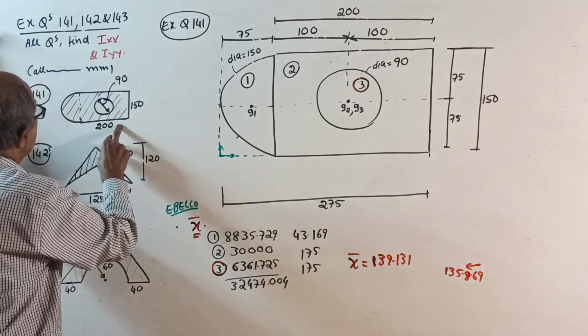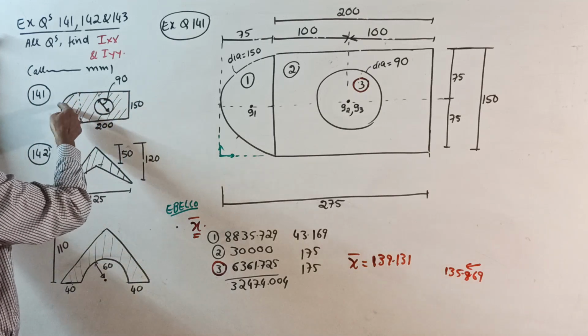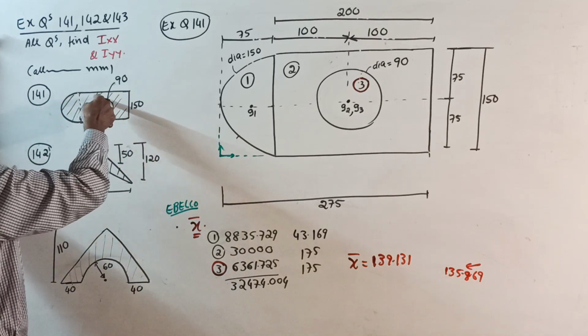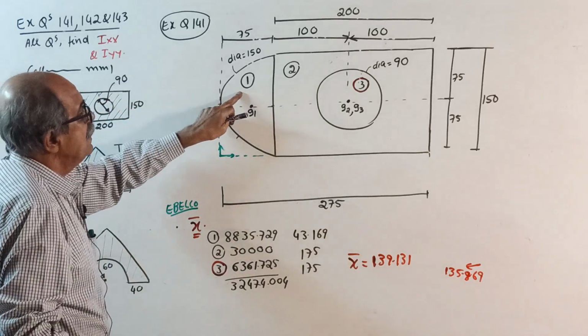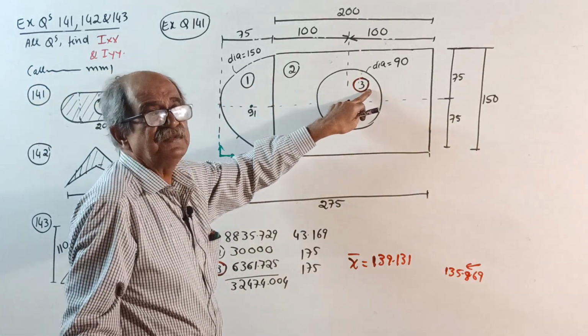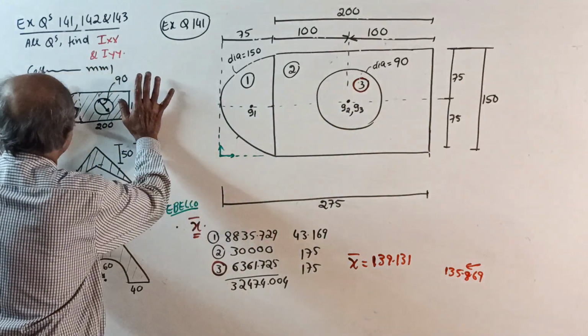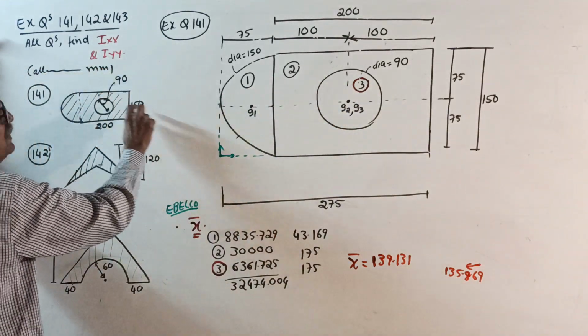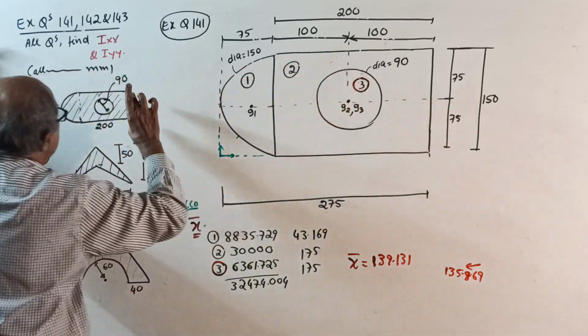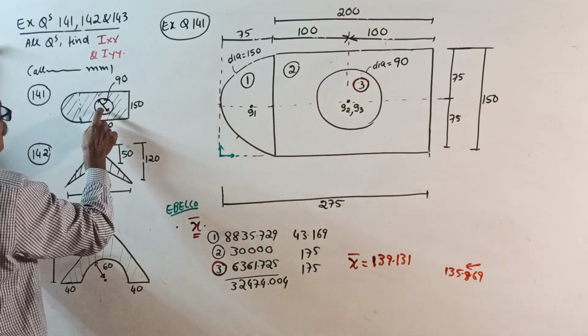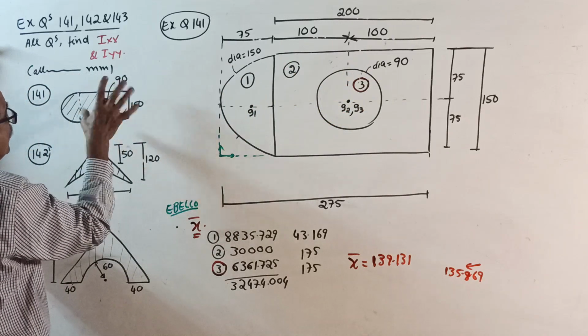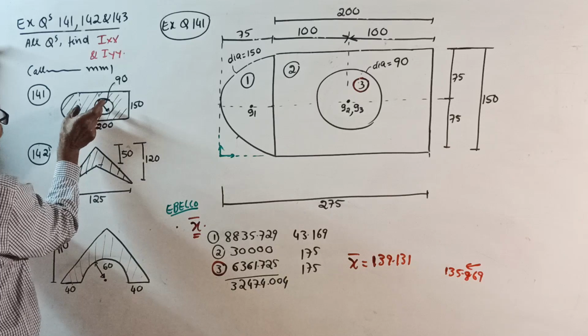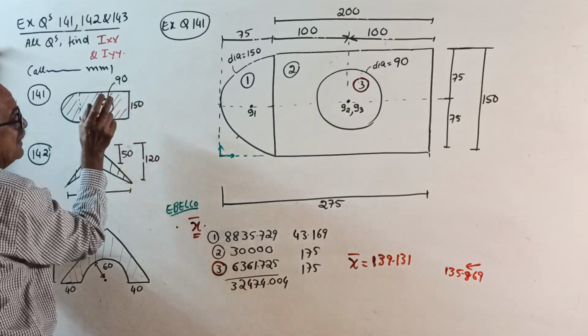See, here, rectangle and semicircle, one circle cut out. So let us call them 1, 2, and the cutout is 3. Now, how is the cutout? See, diameter is 90. I have written here, dia 90. This is 150. Now, where is the position of the circle? Not given. Understood. See here, it means this distance and this distance are equal.